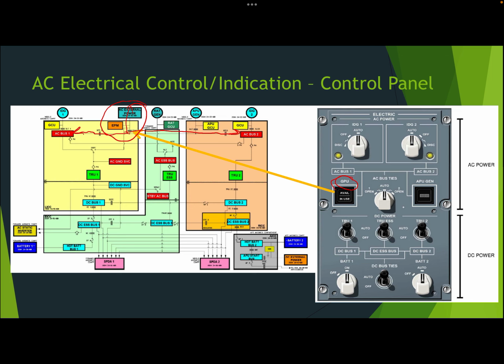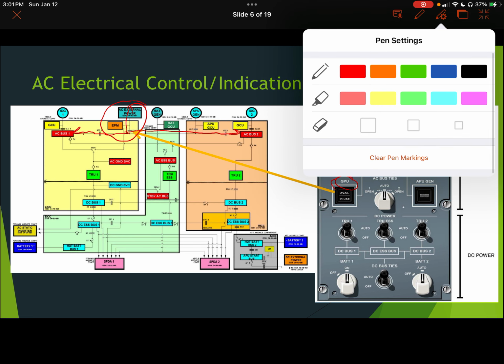Shown here, we've looked at primary power sources in the form of the left and right integrated drive generators or engine-driven generators, and then secondary sources in the form of the APU generator and the ground power connection where we would hook up a ground power unit.